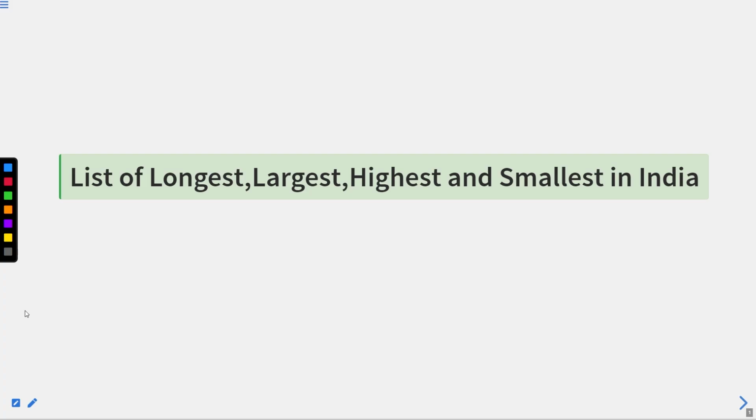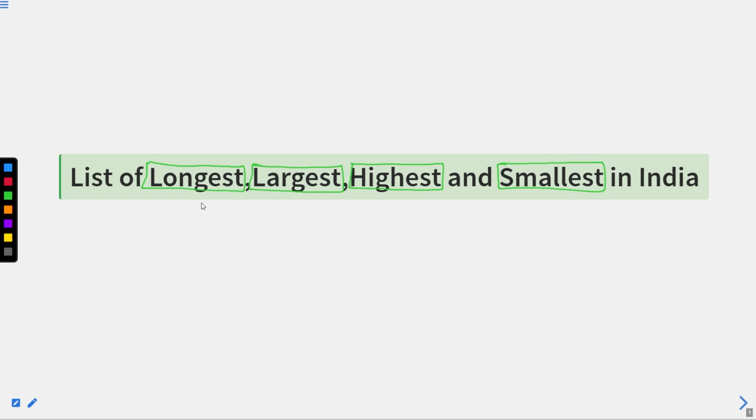So students, as you can see here, in this lecture we are going to start with the list of longest, largest, highest and smallest in India. Okay. And commonly it is known as the superlatives in India because they are at the topmost level in their field, in the field of long, in the field of large, in the field of high, in the field of small. They are at the top. So that's why it is known as the superlative.